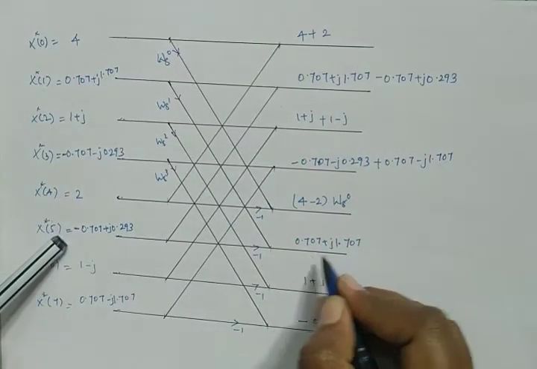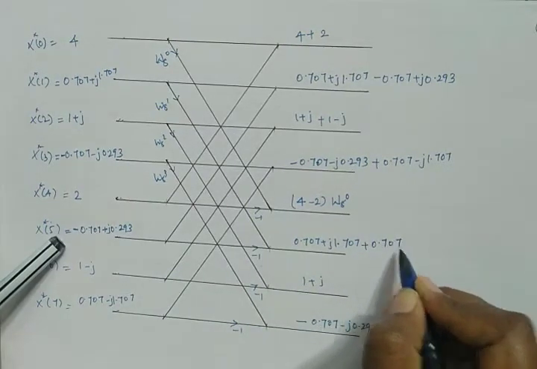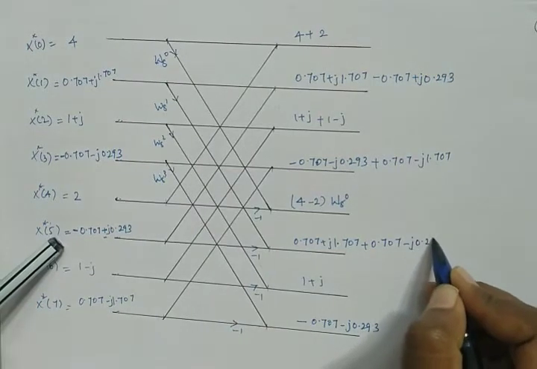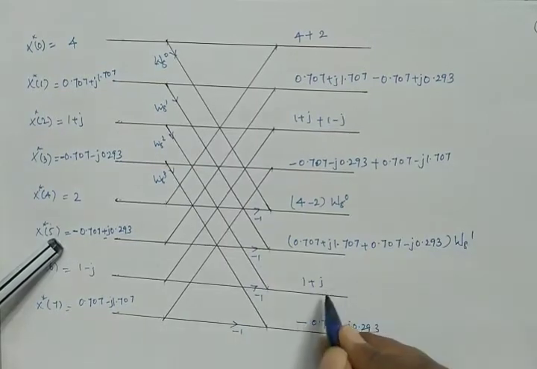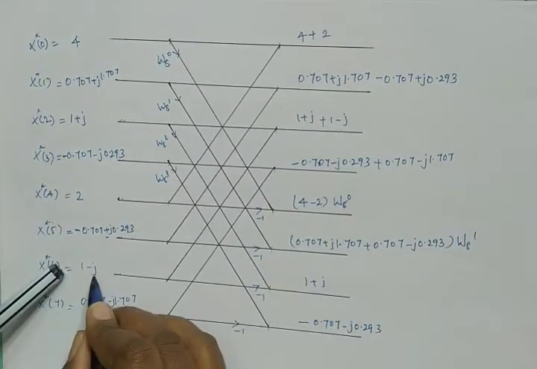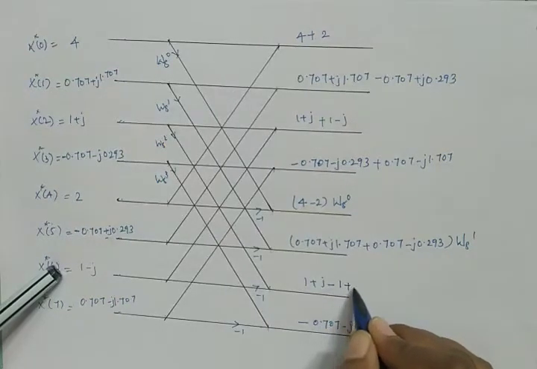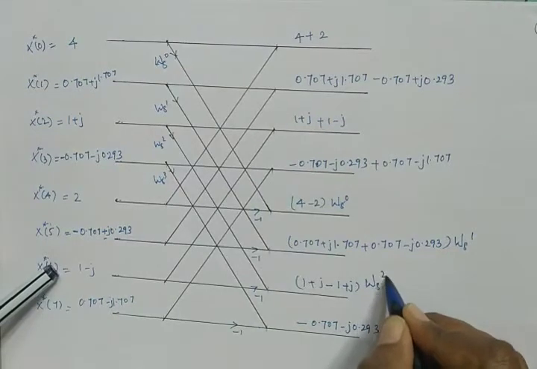The next value. Here we have minus, so minus into minus will become plus 0.707. Here we have plus, so plus into minus is minus j 0.293. So this should be multiplied by twiddle factor W8 power 1. And here it is 1 minus j, so multiply with this minus 1. So this will be minus 1 plus j into twiddle factor W8 power 2.